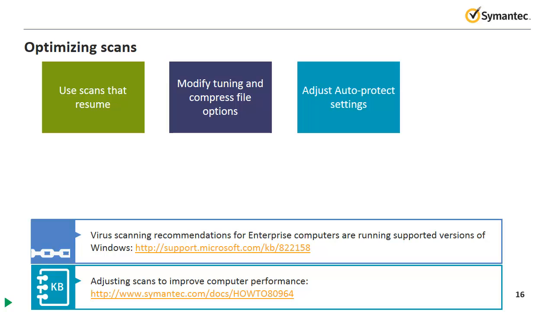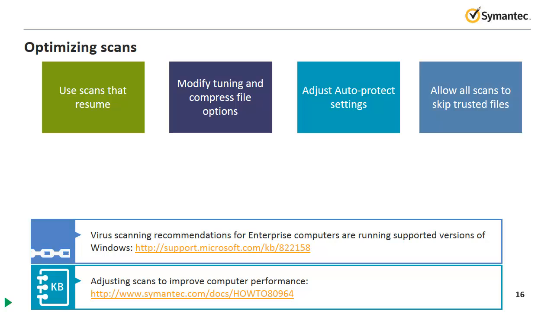Adjust the file cache and network settings for AutoProtect. Allow all scans to skip trusted files. Insight can skip files that are trusted by Symantec and the Symantec community. Randomize scheduled scans. In virtual environments where multiple VMs are deployed, simultaneous scans can cause resource problems. You can randomize scans to limit the impact on your server.